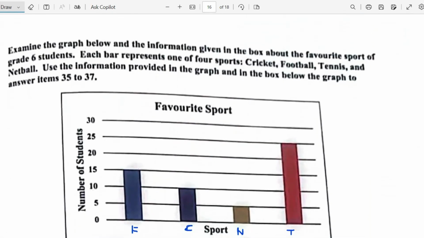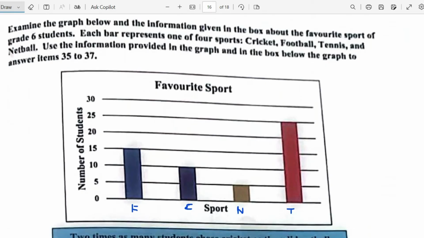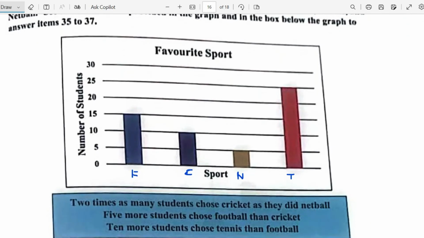All right, next question. Examine the graph below and the information given in the box about the favorite sports of grade 6 students. Each bar represents one of the 4 sports: cricket, football, tennis, and netball. Use the information provided in the graph and in the box below the graph to answer items 35 to 37. And here are the favorite sports. I went ahead based on the information here to say 2 times as many students chose cricket as they did netball. So here's netball at 5, and 2 times 5 is 10, which is cricket.